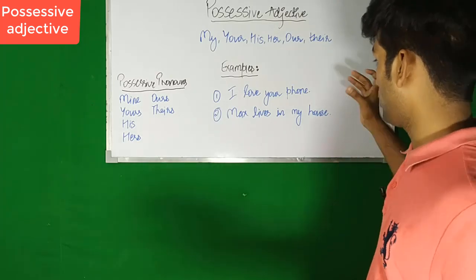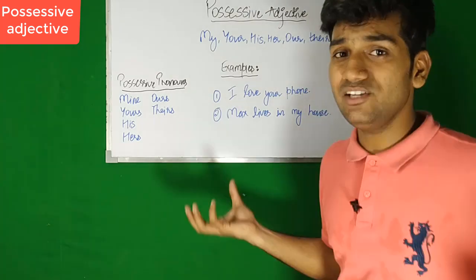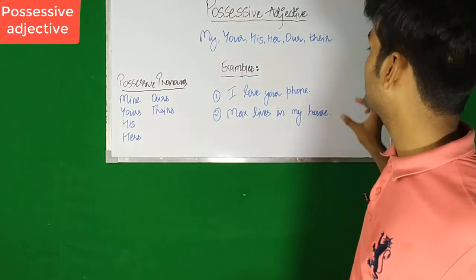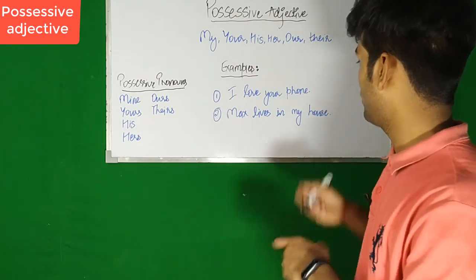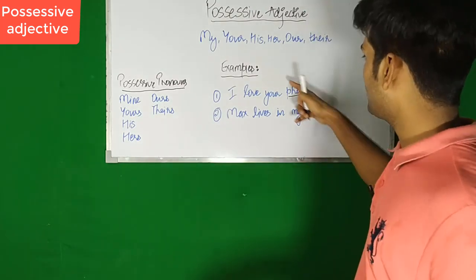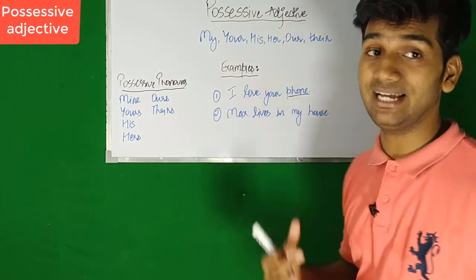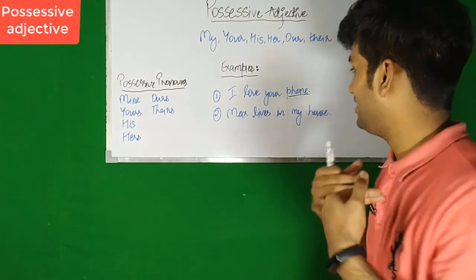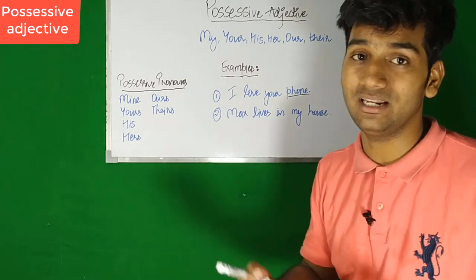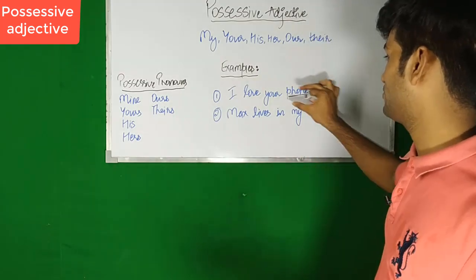I love your phone. Not any phone, I love your phone. So your is the possessive adjective modifying the noun phone. Alright, I love which phone? Your phone. I can replace the word your with any of these possessive adjectives. I can say I love my phone, I love his phone, her phone, our phone, their phone. So I can use any possessive adjectives here.